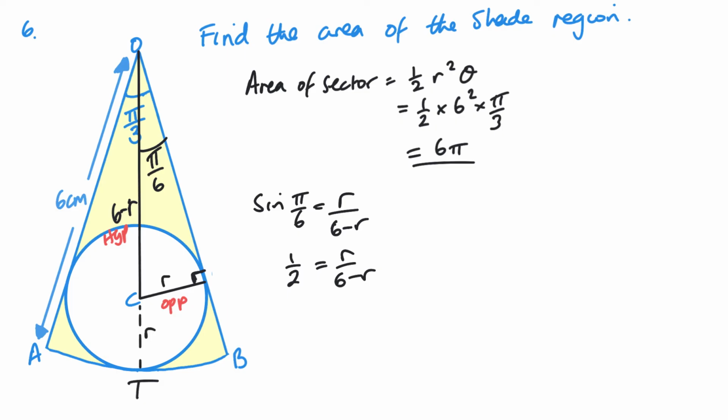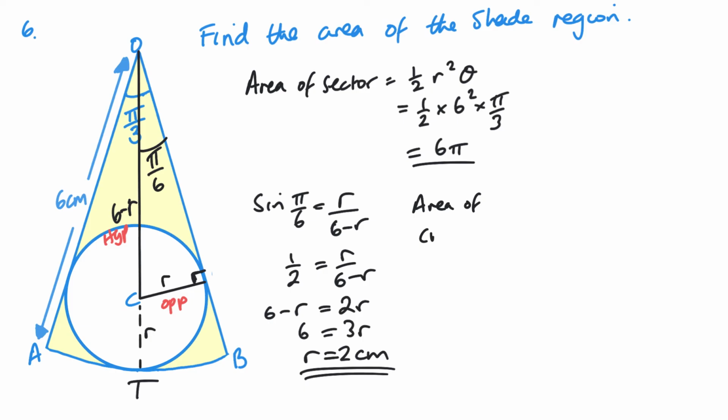And then let's rearrange, multiply up by the 6 minus r, and multiply up by the 2. Then add in r to both sides, we get 3r equals 6. Therefore, r is 2 centimeters. Now that I know the radius of the circle, I can find the area of that circle. Because the area of a circle is, of course, pi r squared. So radius is 2, so that's pi times 2 squared. So the area of that circle is going to be 4 pi.